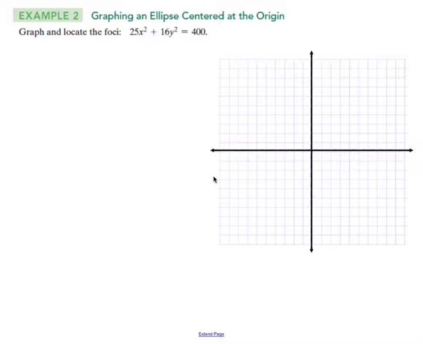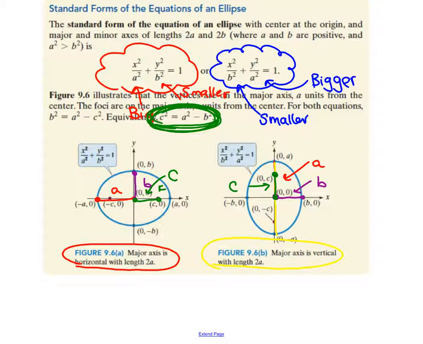Here's another example with graphing ellipses. It's a little bit different than the last problem because it's not right in standard form quite yet. What's different about this problem is there's some multipliers in front of the x squared and the y squared, and the right-hand side of the equation doesn't have one. So if we look back at a few slides ago, the red and the blue equations here are in standard form. We need to adjust ours.